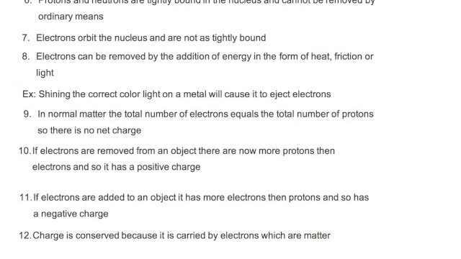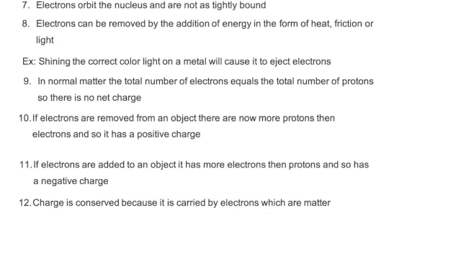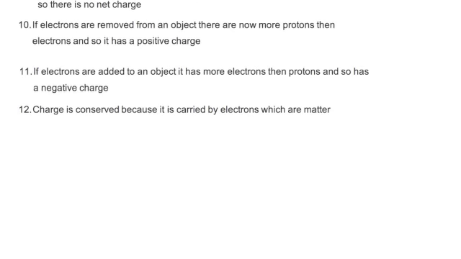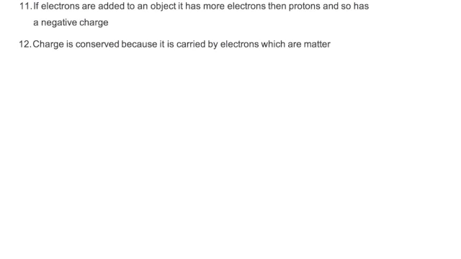Number eleven, charge is conserved because it is carried by electrons, which are matter. And matter cannot normally be created or destroyed, so charge is not created or destroyed. And when we say the charge is carried by electrons, we're going to always assume in these presentations that the electrons are the objects that are moving to carry the charge. Remember we said the proton is tightly bound in the nucleus and not really free to move around.